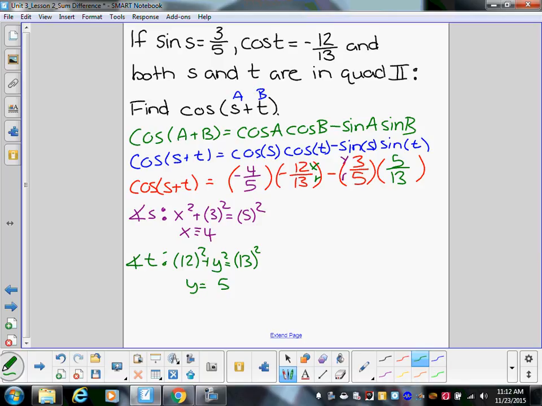How many questions would you have? And so now all we have to do is do some simplification. Negative 4 times negative 12 is positive 48. 5 times 13 is 65. Minus 15 over 65.